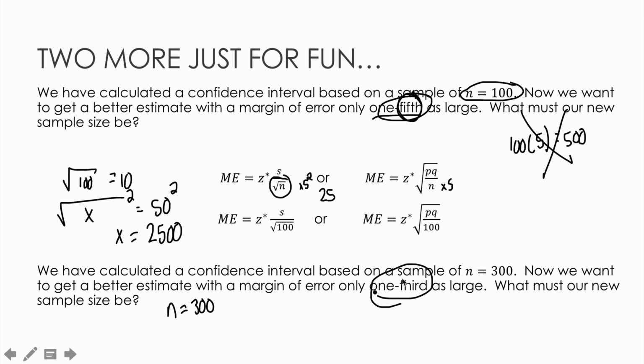Remember, that means I need the square root of 300 times whatever. I need this to be 3 squared, because that means that the squared would cancel, and therefore the solution would be 3 times greater, which means the margin of error would be 1/3 as large. So what does that tell me? That means I need it to be 300 times 9, because 3 squared is 9. Just like here, we did it times 5 squared. So 300 times 9 is 2700, and that is the sample size that I would use.